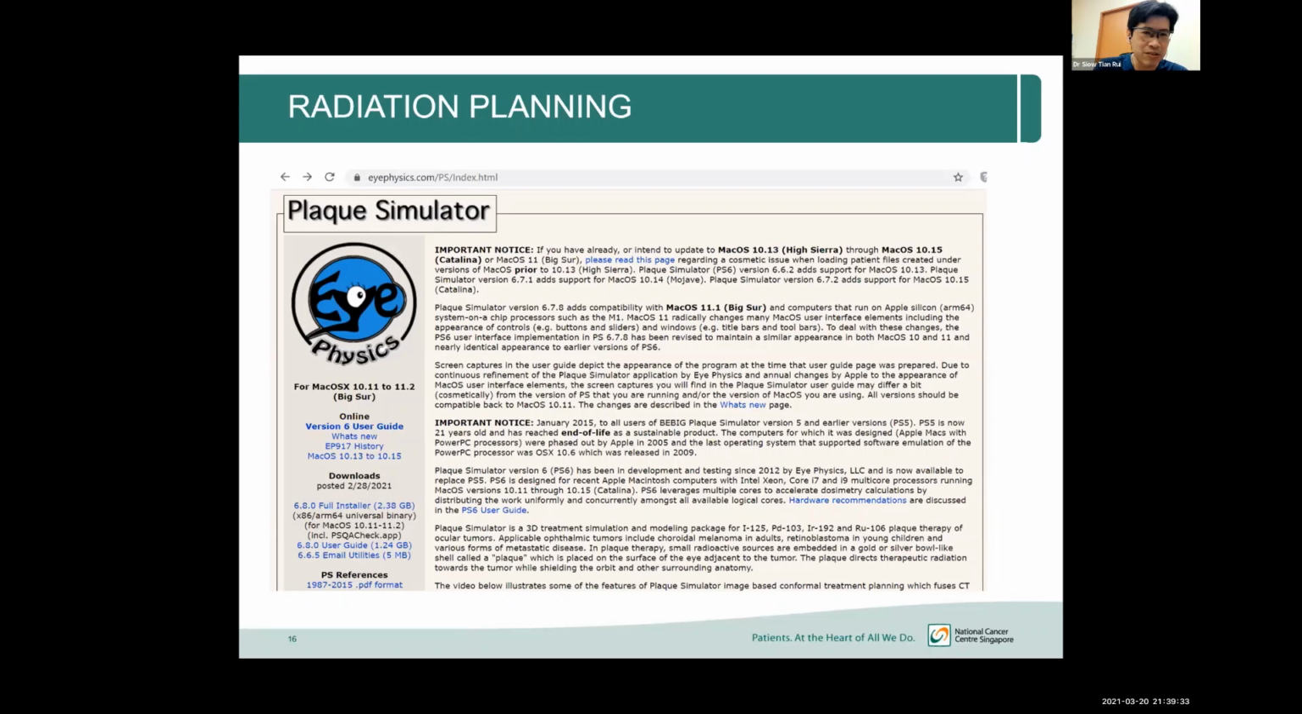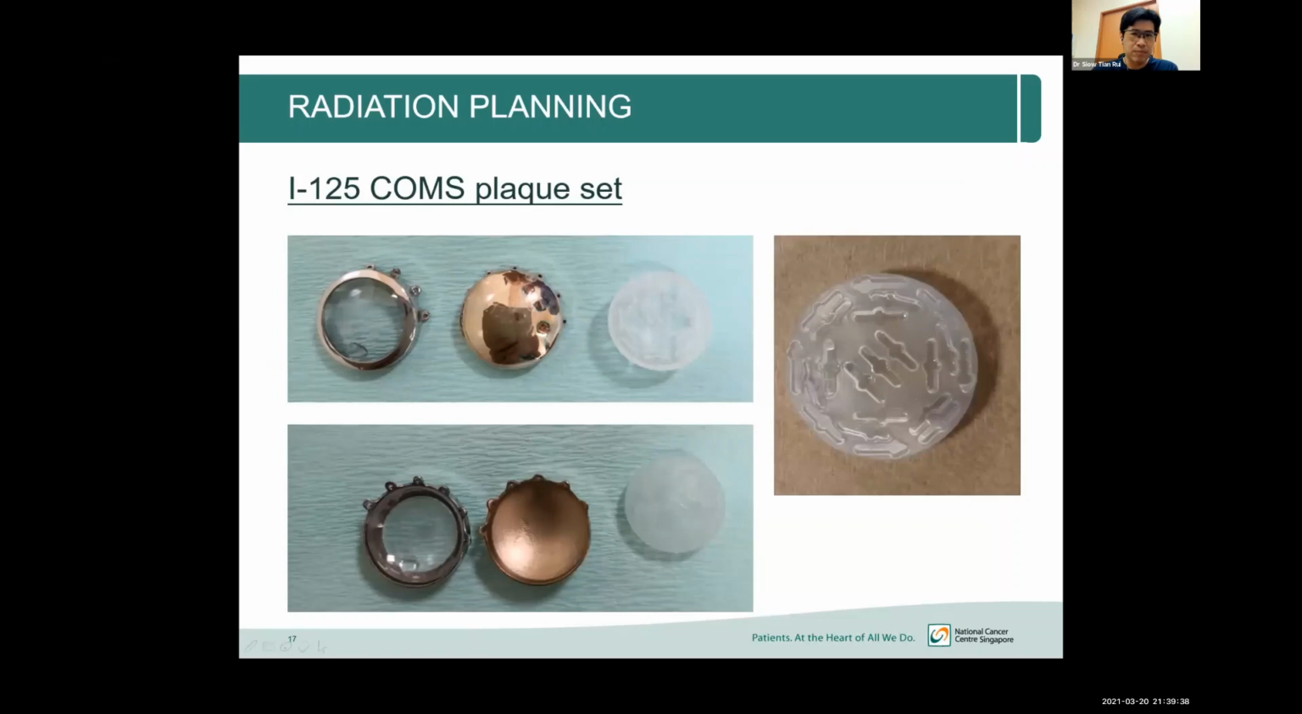Right, so now we come to the iodine-125 plaque set. This transparent plaque is basically the dummy plaque, which helps the ophthalmologist determine the initial placement of the plaque. This is the silastic holder to place all the iodine seeds, and this is a gold shell covering at the back. So this is a very blown up picture because each of these slots is about four millimeters long. This is the back and this is the front.